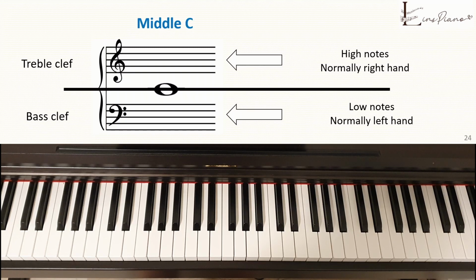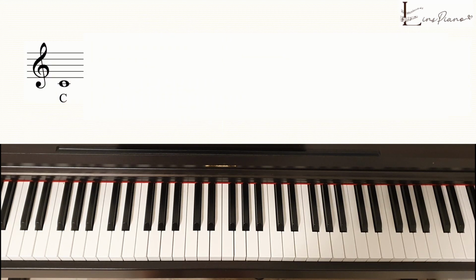On the music sheet, middle C is written on the ledger line below the treble staff and above the bass staff. On the piano, it's in the middle of the keyboard. Well, not exactly in the middle, but close enough, right? So it's like in the middle of everything. That explains why middle C is so special. This is how middle C is normally presented on the treble staff.